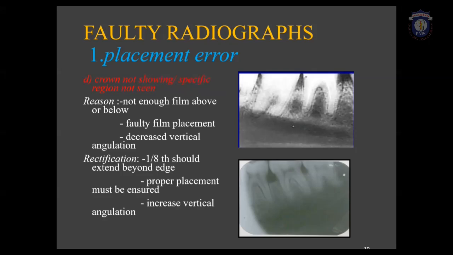Decreased vertical angulation can also cause the crown surfaces not to be seen. So we need to ensure that 1/8 of the edge is beyond and is seen. Proper placement should be ensured. Adequate instructions must be given to the patient during the placement of the film, and an increased vertical angulation is also required.